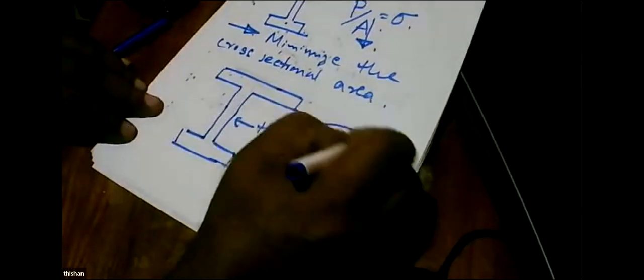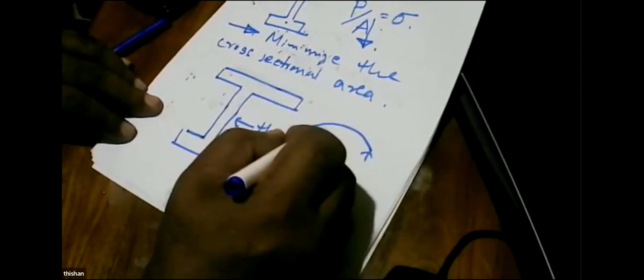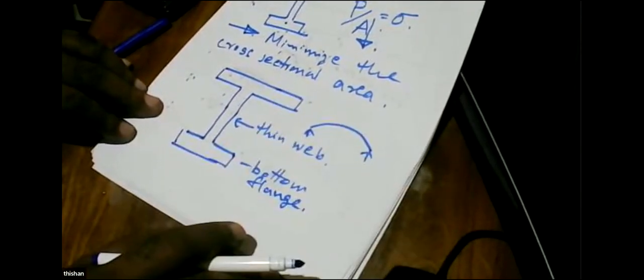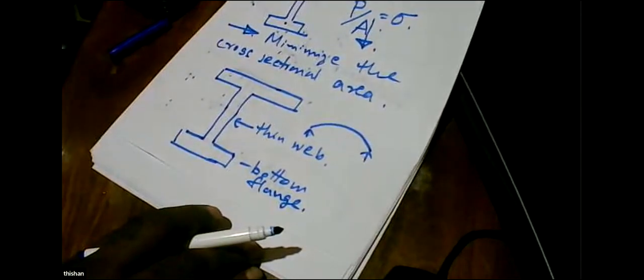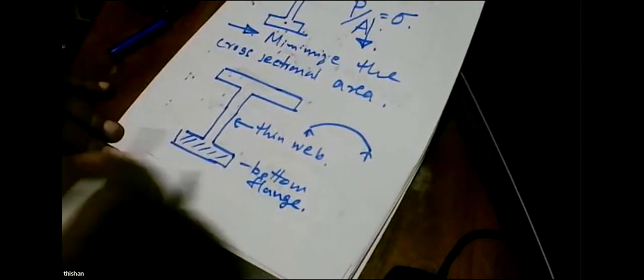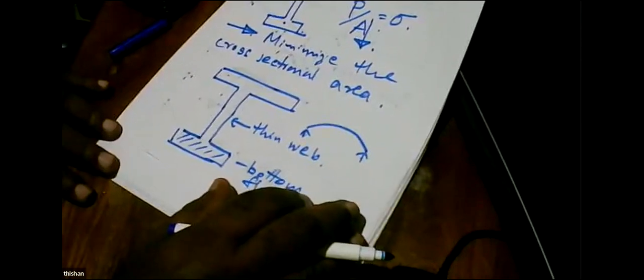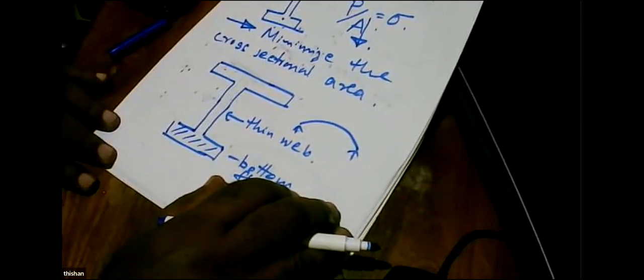Why? Because it's going to bend this way, so we need some concrete. When it's going to bend this way under transfer, so we like to have some pre-stress, some concrete at the bottom. We like to have minimum concrete in the middle. Why?